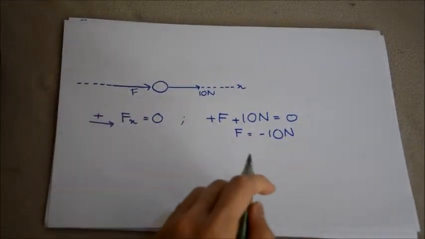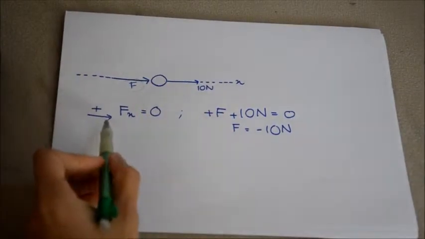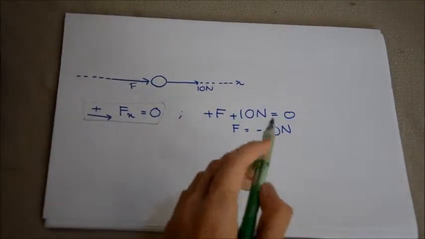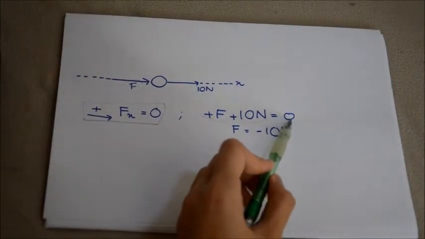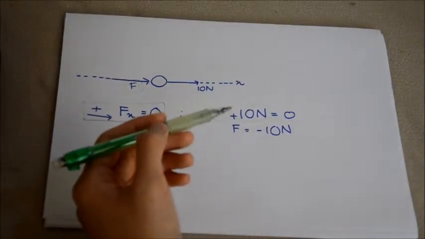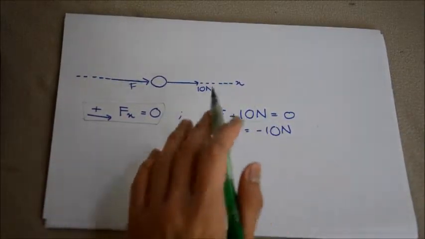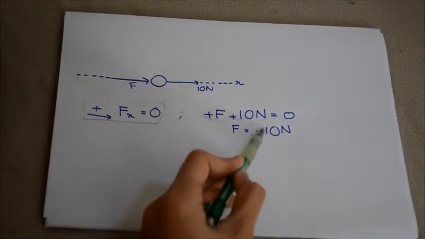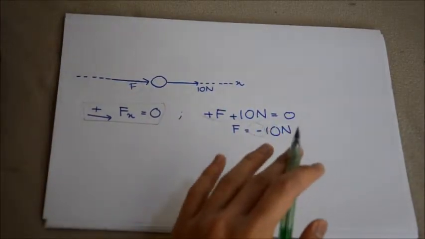By applying the equation of equilibrium along the x-axis, we have the summation of forces in the x-axis equal to 0. Therefore, we have the positive unknown F plus the positive 10 Newton equals 0. Both terms are positive since both forces act in the positive x direction. When this equation is solved, we get the value of F, which is negative 10 Newton. The negative sign indicates that F must act to the left to hold the particle in equilibrium.